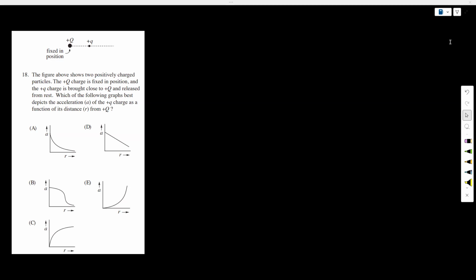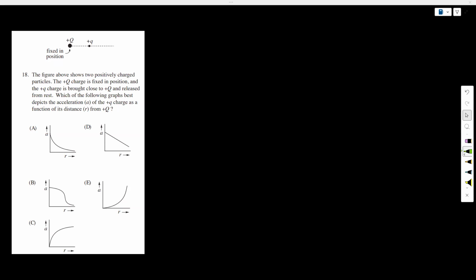So the figure above shows two positively charged particles, the plus Q charge fixed in position, and a small plus q charge that is brought closer to plus Q and released from rest. Which of the following graphs best depicts the acceleration of the plus q charge?